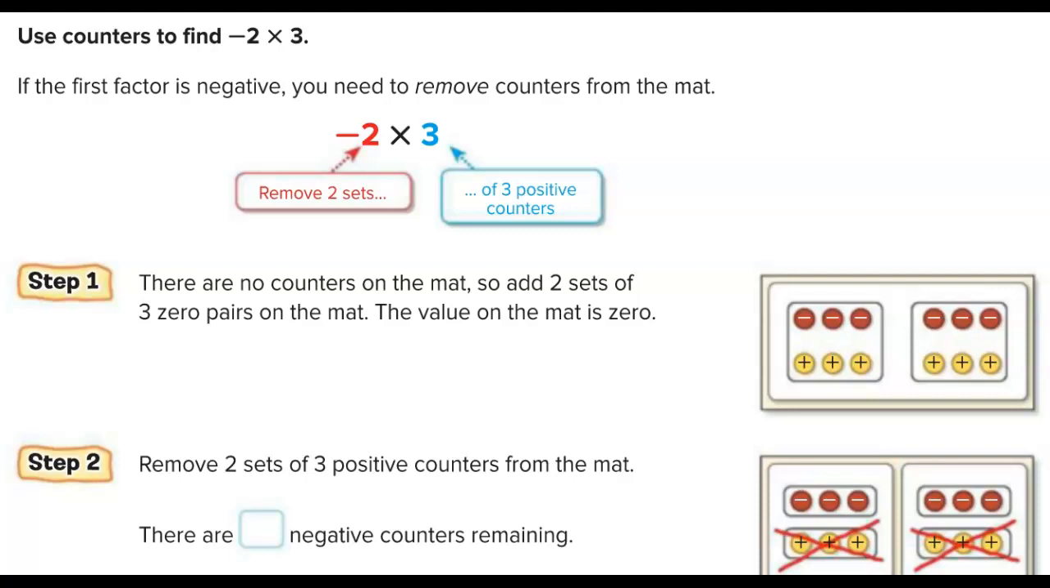Okay, we need to follow along. How about Michaela? Go back to the back table. Okay, we need to add 0 pairs. How many 0 pairs do we want to add? Brock?